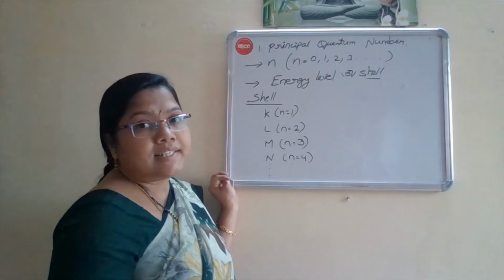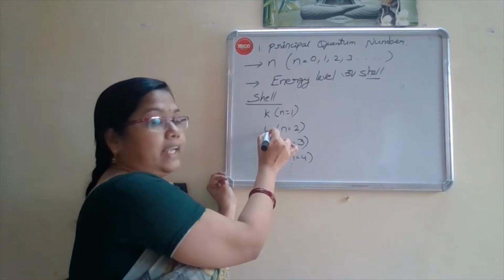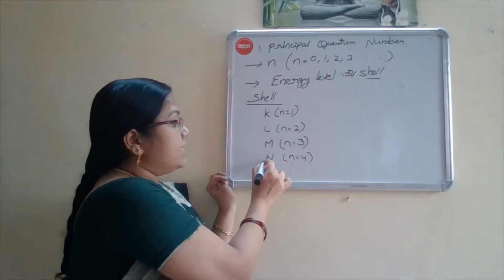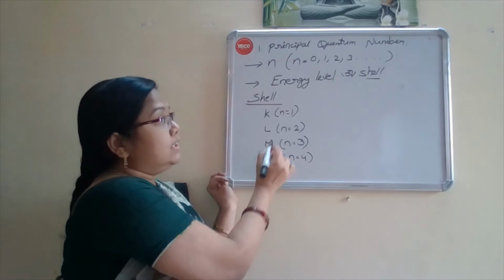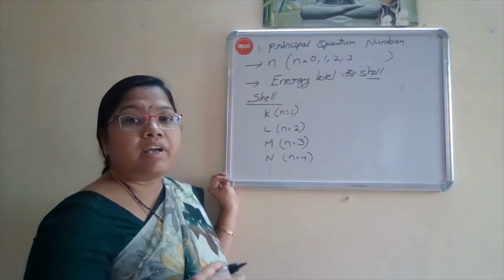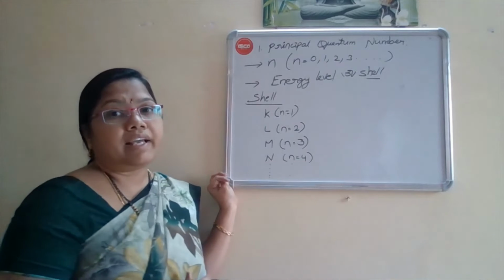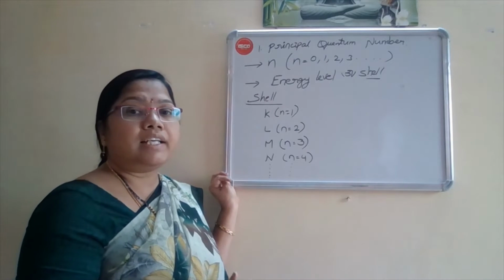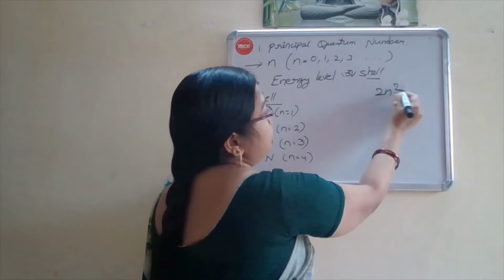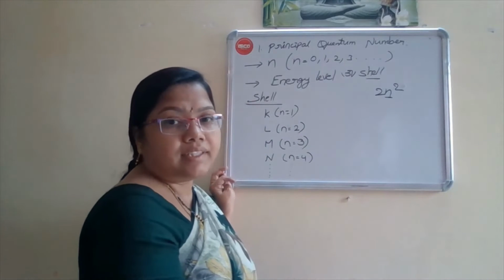K is the lowest energy level. Next higher energy level is L. Next higher energy level is M. Next higher energy level is N. These shells do not all have the same number of electrons. The maximum number of electrons in a given shell is calculated by the formula 2n square, where n is the shell number.